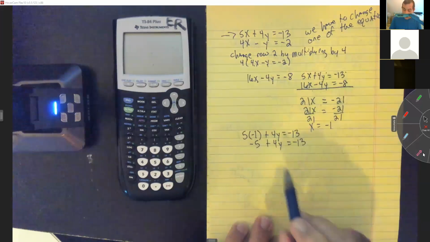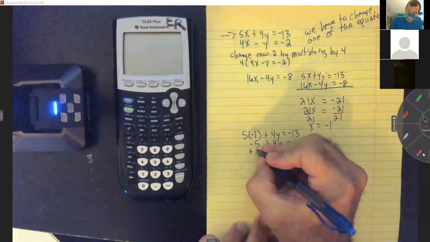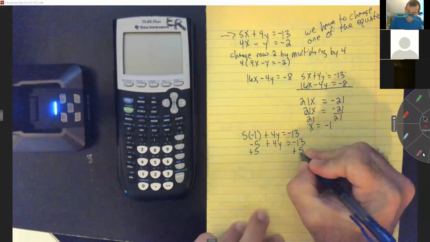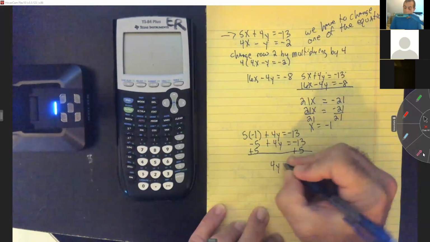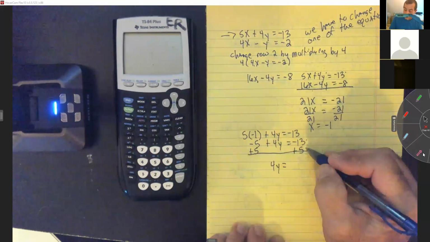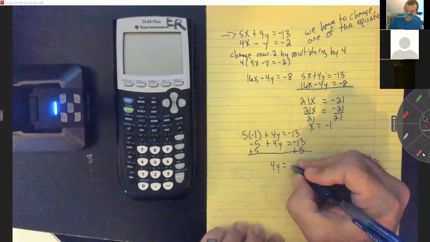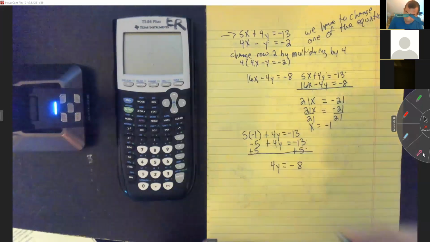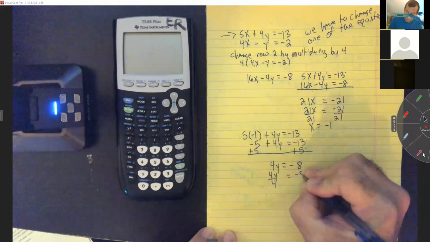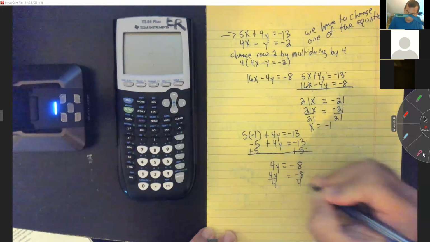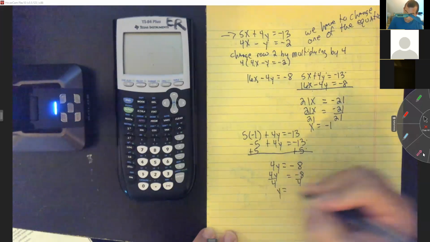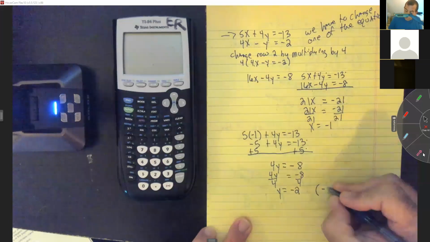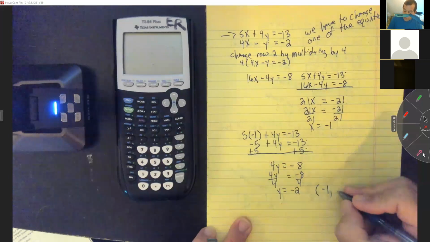I need to get the 4y by itself, so I'm going to add 5 to both sides. So the 4y is going to equal -13 plus 5. Oh, that's -8. And then finally, divide both sides by 4. So y looks like -2. So remember, your answer for that would be -1, comma, -2.